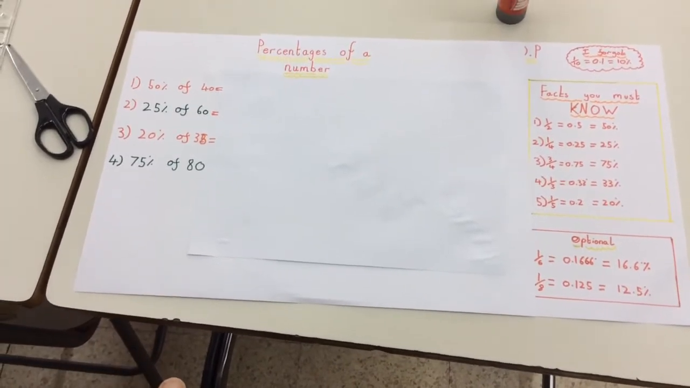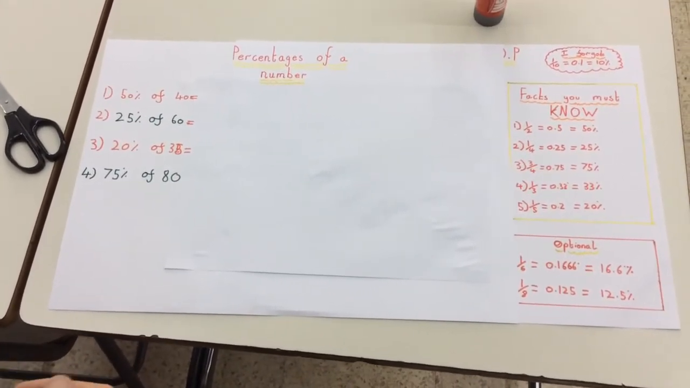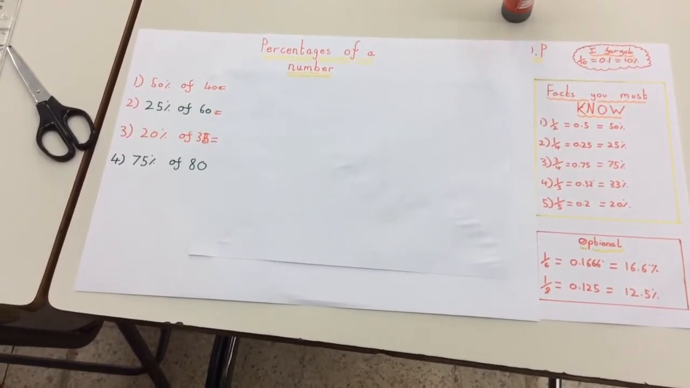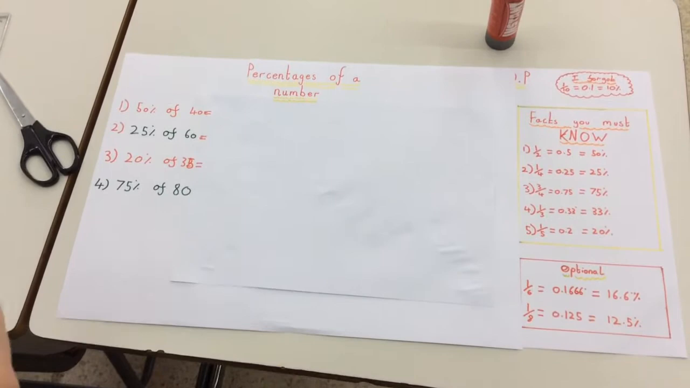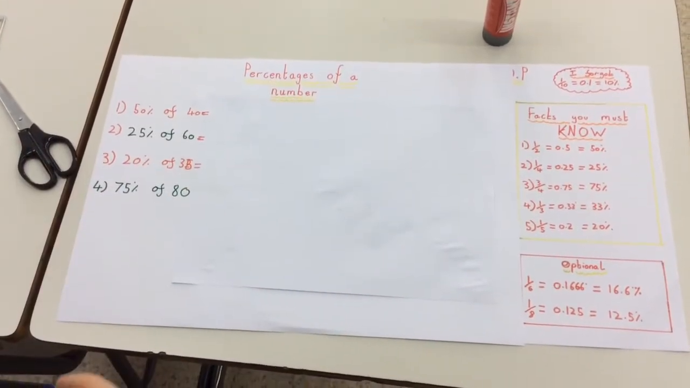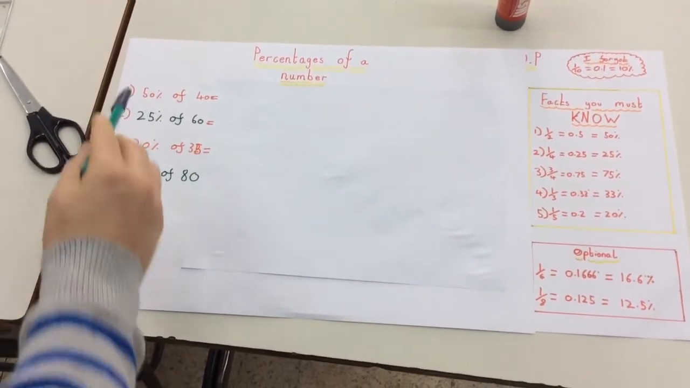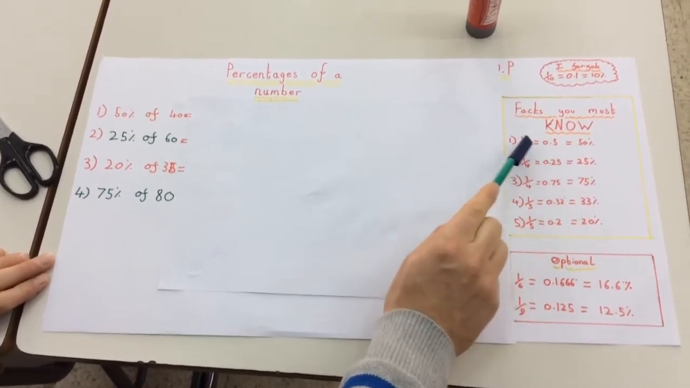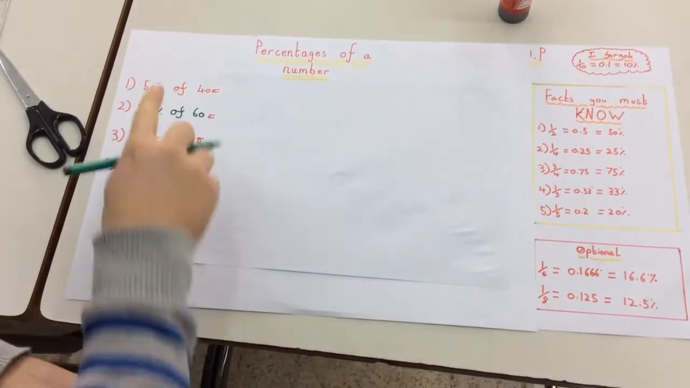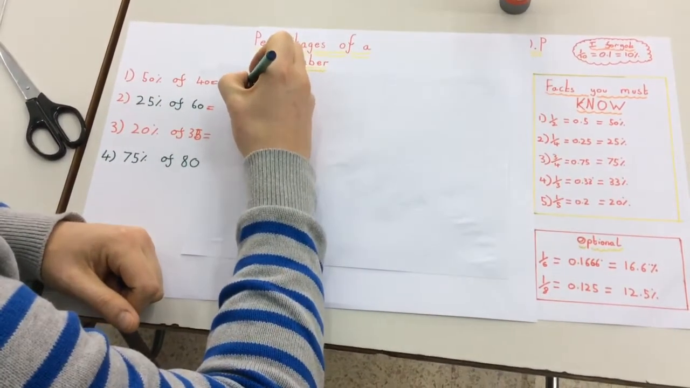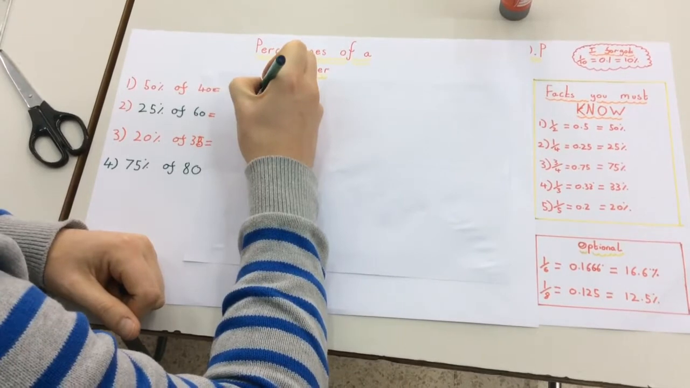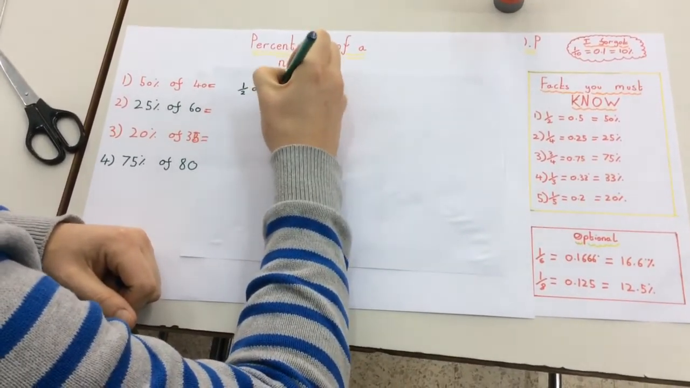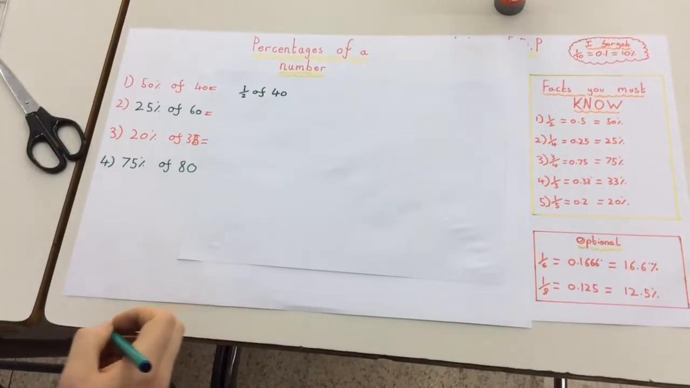Now the best way to do this is to turn these percentages into fractions. In the last video I told you that you had to know what certain percentages were as fractions. And the first one you have to know is 50%. We said that 50% is 0.5 and a half. So what I'm really saying here is, what is a half of 40?